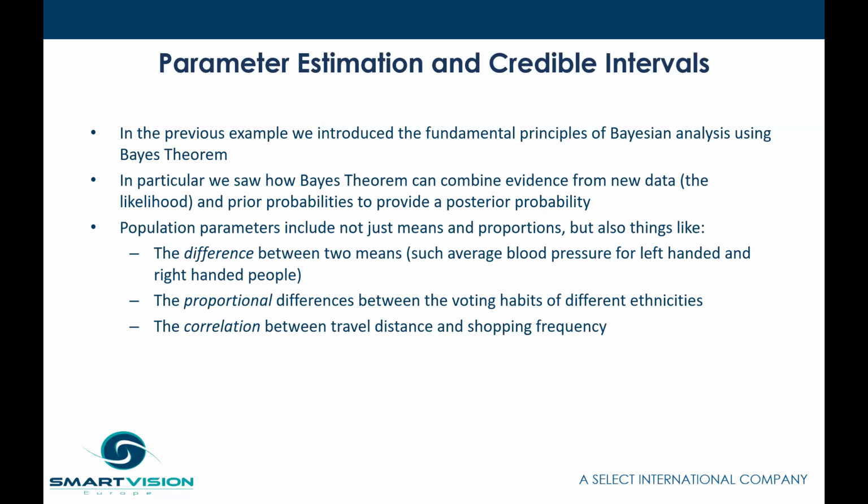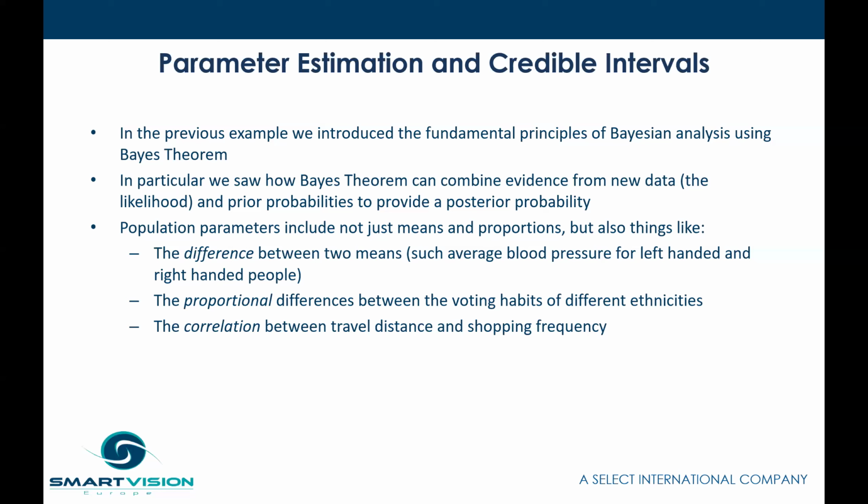Would regard it as so big that we would say that actually these two groups are different from one another? The blood pressure for left-handed and right-handed people, for example. Or it might be a proportional difference. It might be that people in this ethnic minority group are more likely to vote, have a higher proportion of voting in general elections than this other ethnic minority group. So you might be looking at the differences between them.